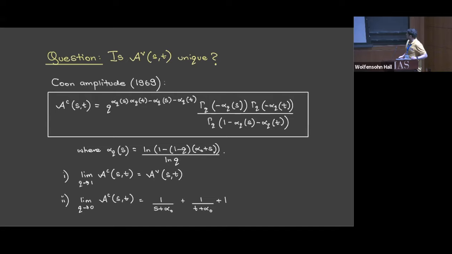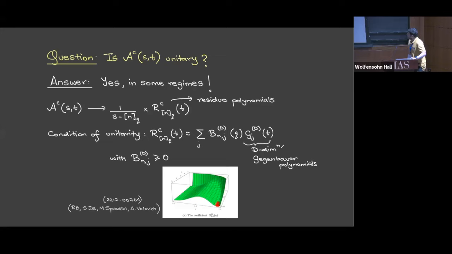The two unique features that this amplitude has are the nonlinear Regge trajectories denoted by alpha_q, and the fact that it is a whole family of amplitudes that runs from Veneziano at q equals one to an ordinary scalar field theory amplitude at q equals zero. More recently, the amplitude has reignited interest from the perspective of unitarity. So a natural question to ask is whether this amplitude is unitary, and the answer turns out to be yes.